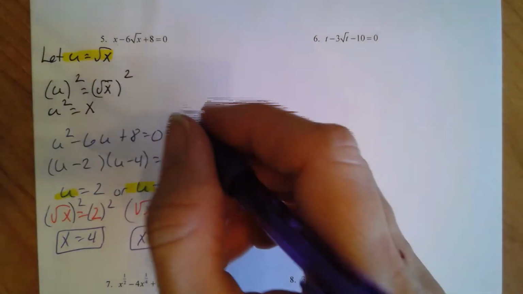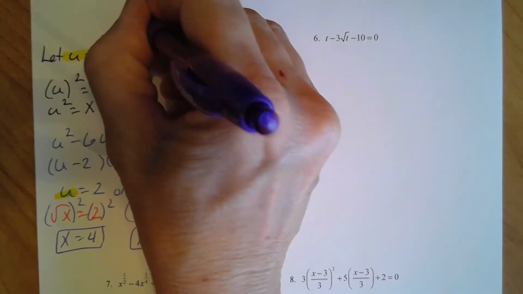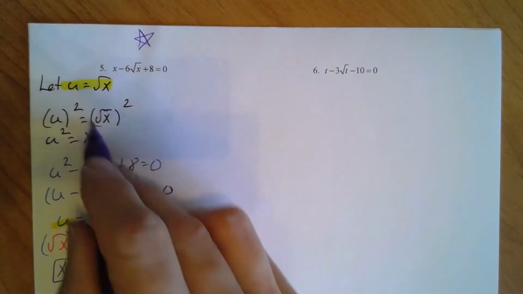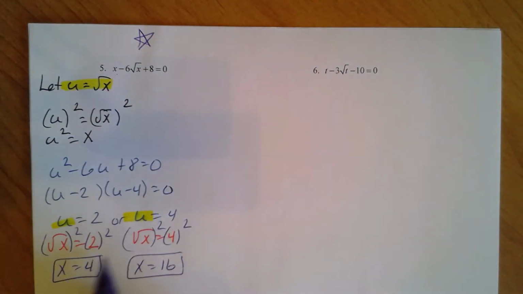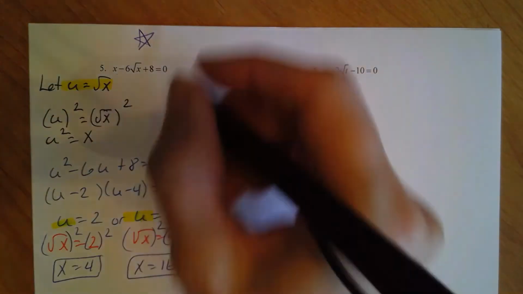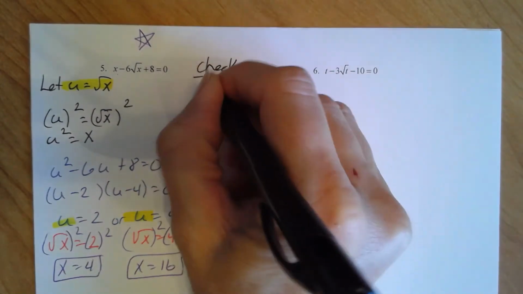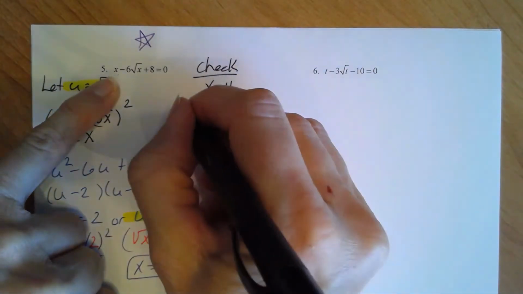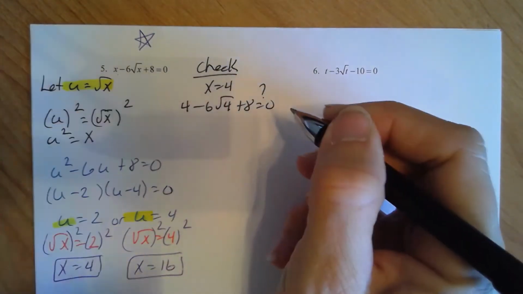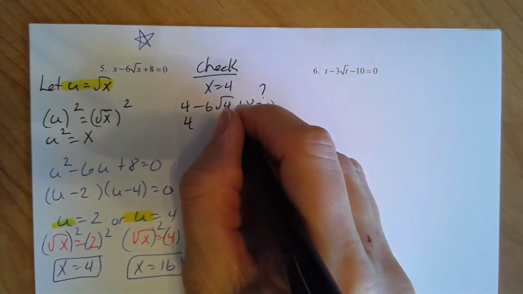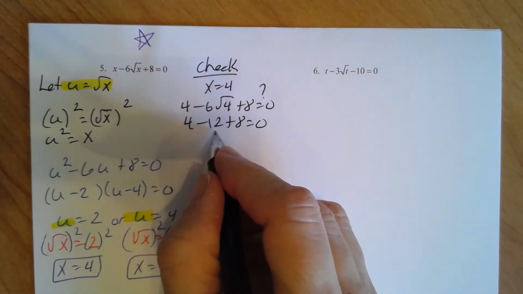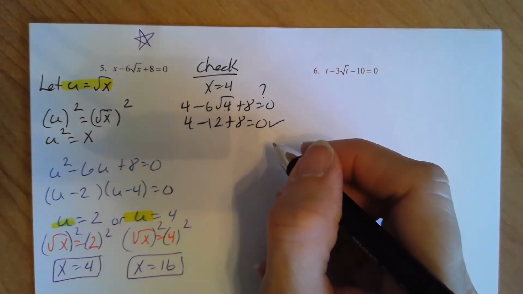Now here's where you've got to be very careful, and I would make a huge note about this problem. You must check when you have square roots. Remember, because when we change something into a different form, we might get answers that work for a quadratic that don't actually work for a square root. So let's check x equaling 4. We're going to put a 4 here, minus 6 square root of 4 plus 8 is supposed to equal 0. And let's make sure. So the square root of 4 is 2, and 2 times 6 is 12. So 4 minus 12 is negative 8, and negative 8 plus 8 is 0.